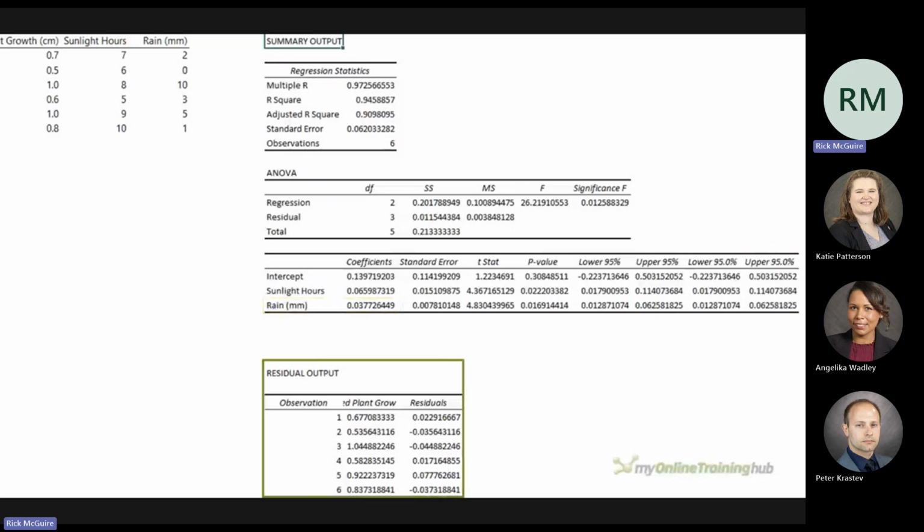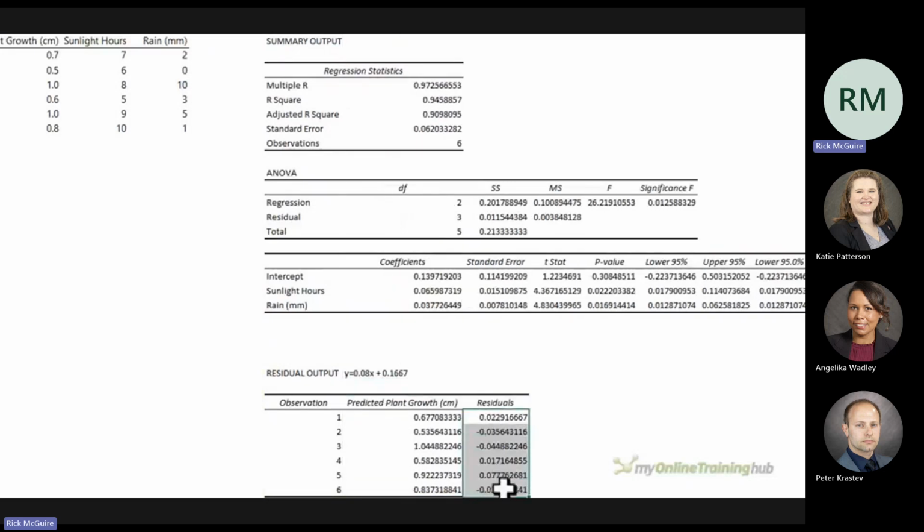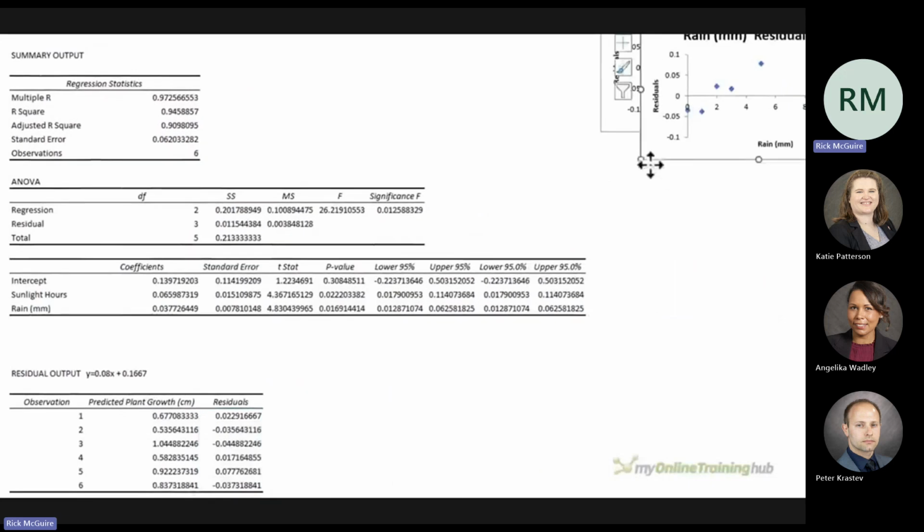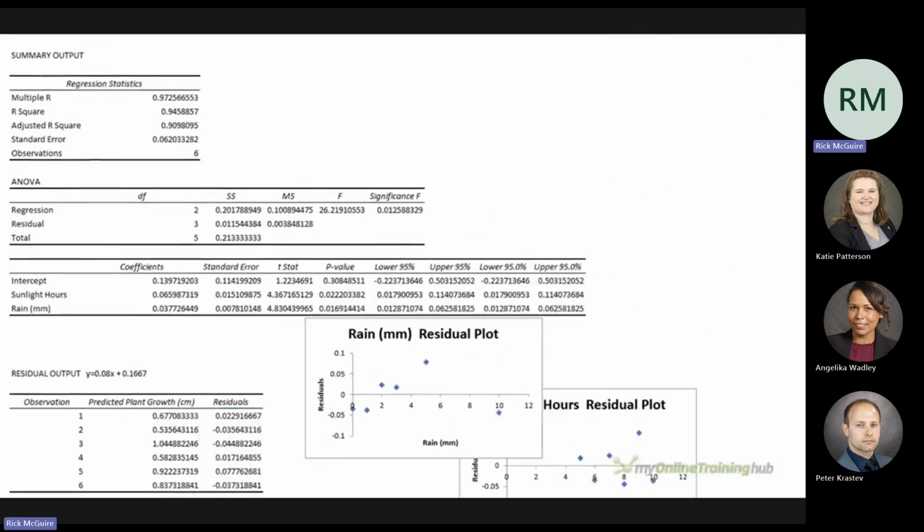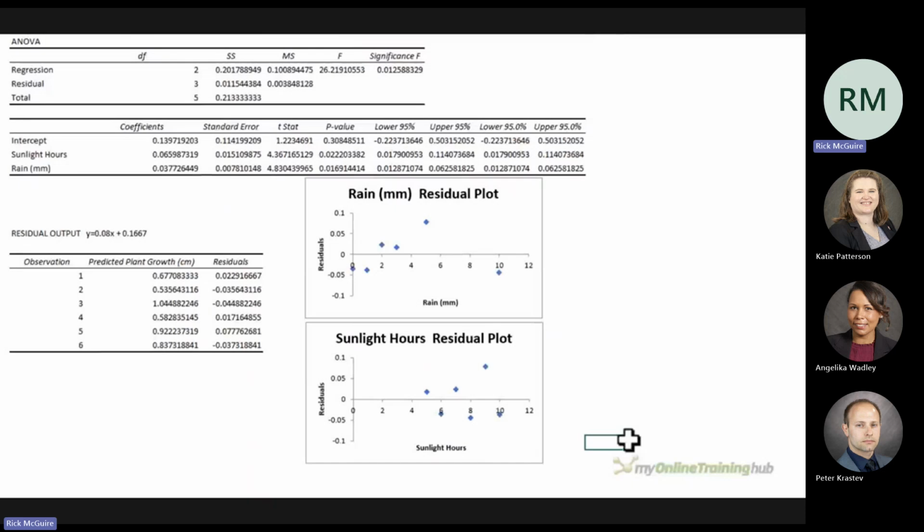Now the residuals show the difference between the actual data points and the predicted data points based on the equation. We know from the chart that in this example the equation is y equals 0.08x plus 0.1667. They illustrate how well your model fits the data. Now ideally the residuals should be scattered around 0. And because I chose to plot them, we've got these two charts here that allow us to visualize them. And we can see that they're all within 0.1 plus or minus.